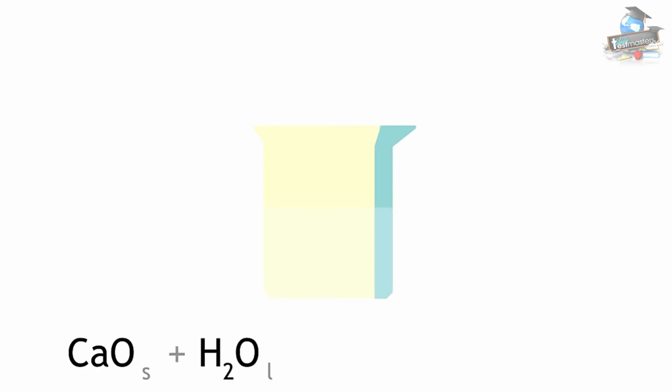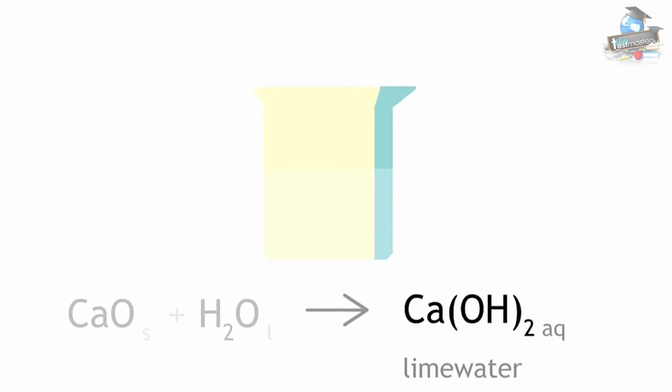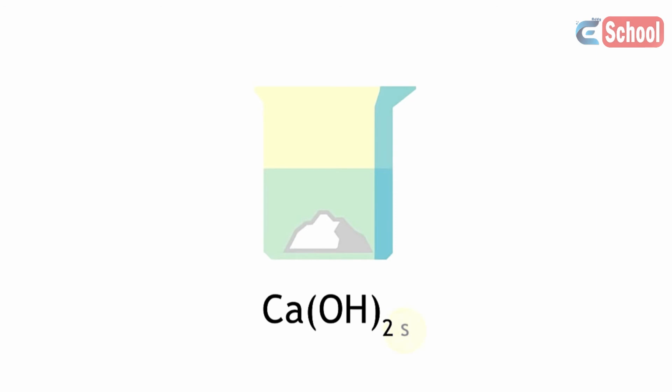Place the cooled calcium oxide in cold water. Calcium oxide reacts with water to produce a solution of calcium hydroxide, also known as lime water. You will see a white precipitate at the bottom of the beaker once everything settles. This is solid calcium hydroxide as it is only slightly soluble in water.